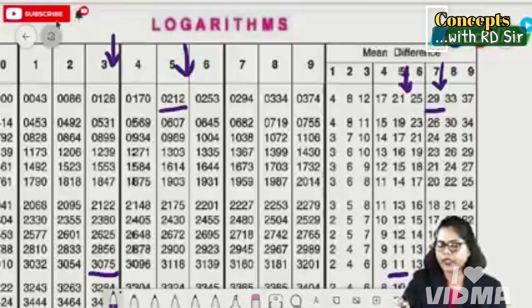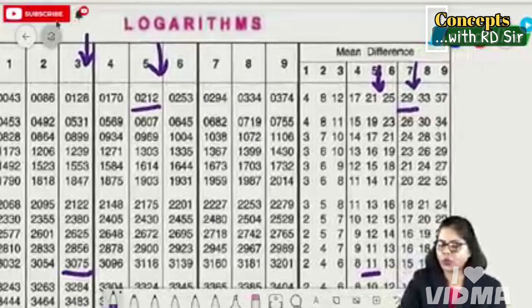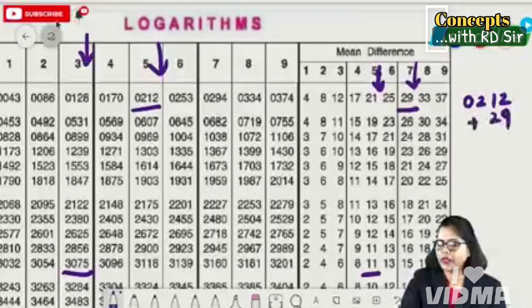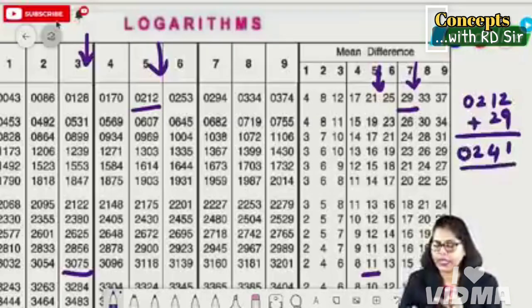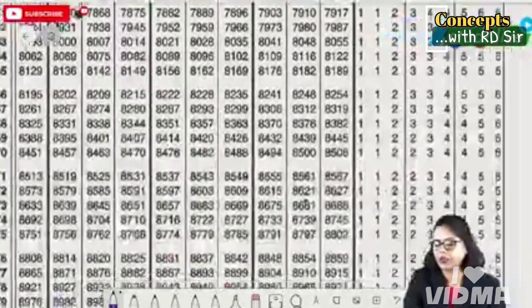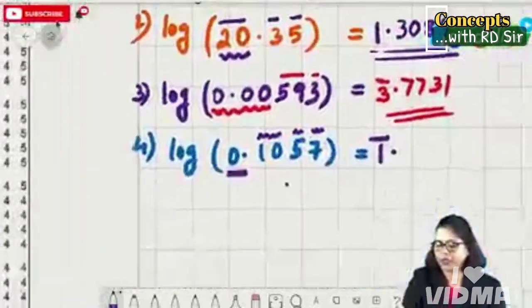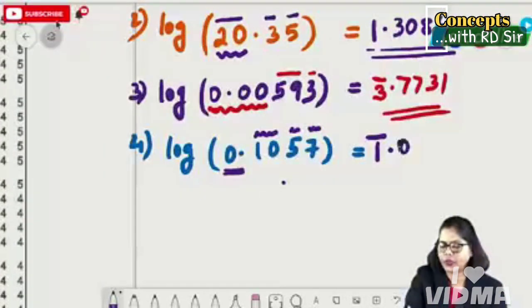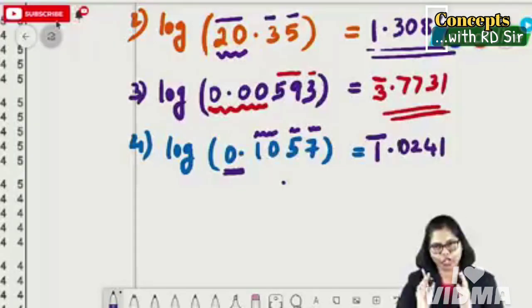जब इसमें ऐड करेंगे, 0212 में 29 आपको ऐड करना है. So you get here 0241, right? So that number we are going to write as mantissa 0241. Yes, so 0241. Right, students? So have you all understood how to see log values?